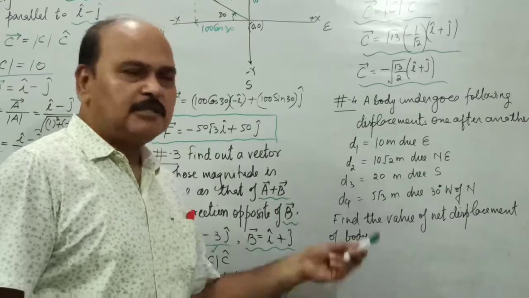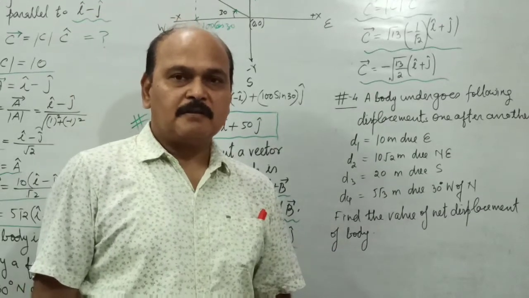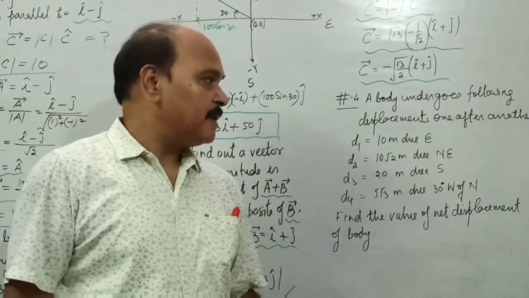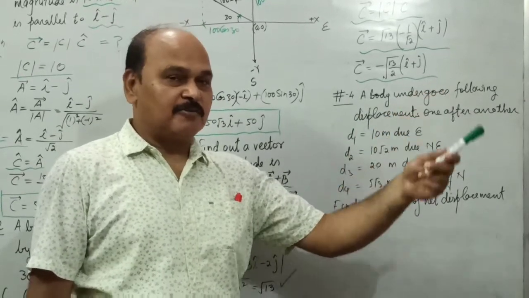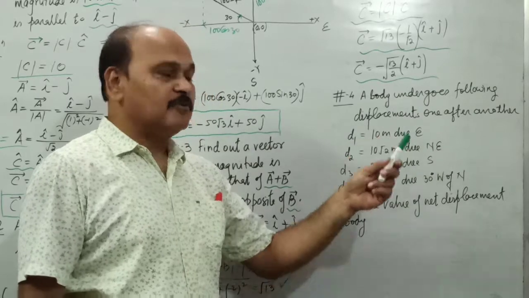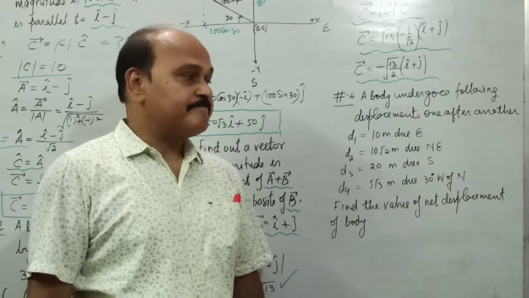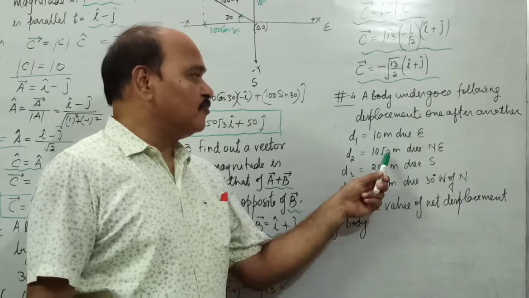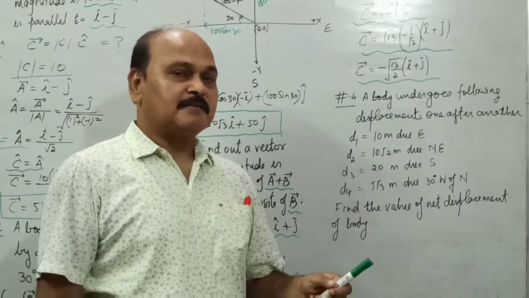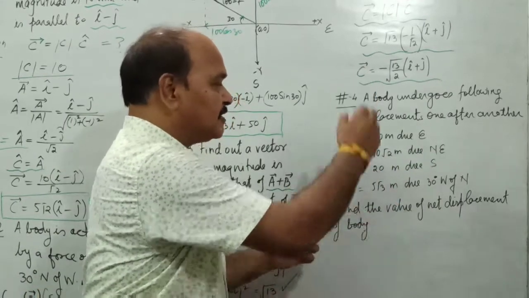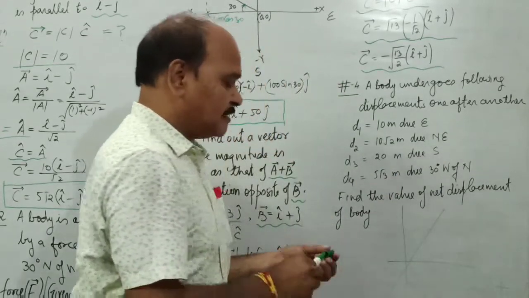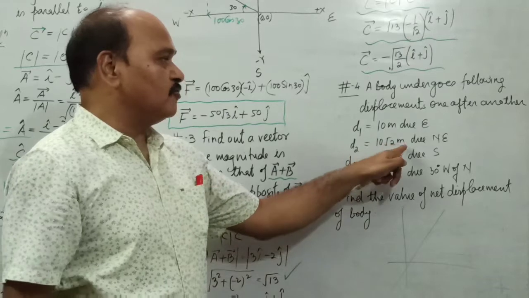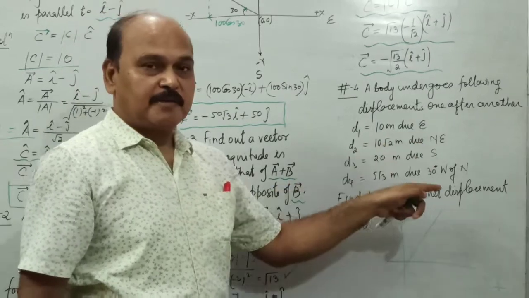Let us write down all these four vectors in ijk form. So what is 10 meter due east? If east is positive x-axis, unit vector is going to be i cap, then d1 vector is going to be 10 i cap. 10 root 2 meter due northeast. This is north, this is east. So in between north and east, we have this direction. And in this direction is 10 root 2 meter displacement.